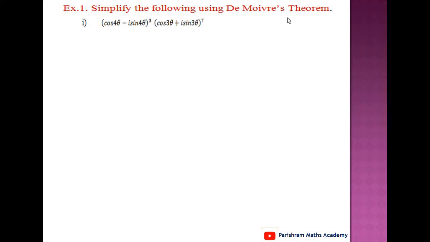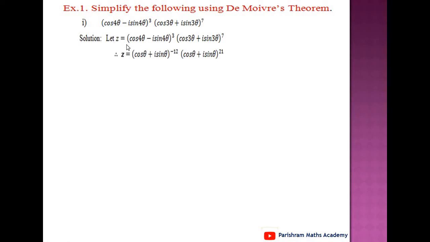Simplify the following using De Moivre's theorem. First example: (cos 4θ − i sin 4θ)³ times (cos 3θ + i sin 3θ)⁷. We can simplify this by using De Moivre's theorem.